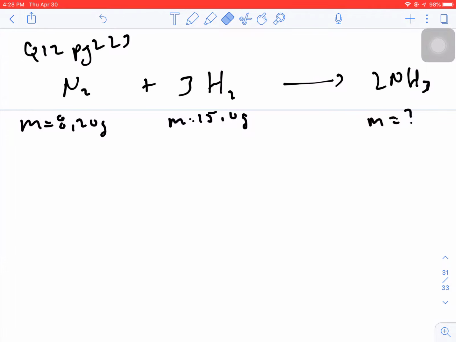Calculate my molar mass for each. Molar mass for nitrogen is 28.02 grams per mole. My molar mass for hydrogen is the mass for H2. Well, each H is 1.01, so the molar mass is going to be 2.02.